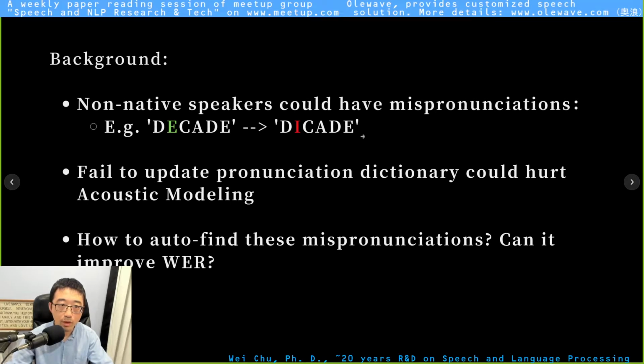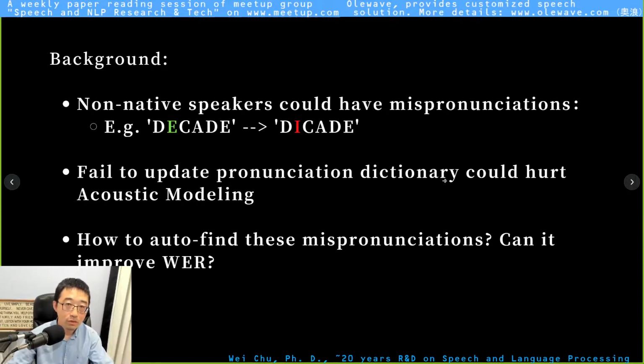One example could be a person saying the word decade as decade. I guess I spoke too many examples of this one. I forgot the correct pronunciation of the word decade. How do you detect and update your pronunciation dictionary, and how does it affect your acoustic modeling?